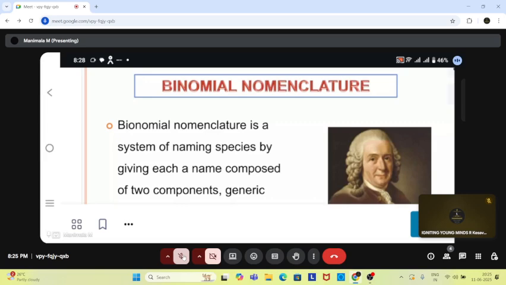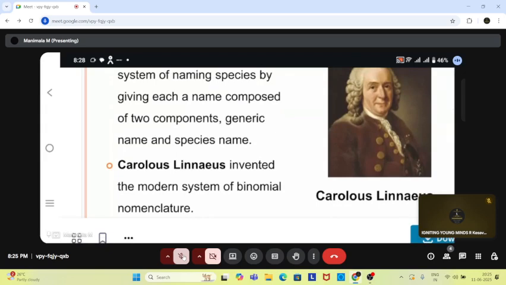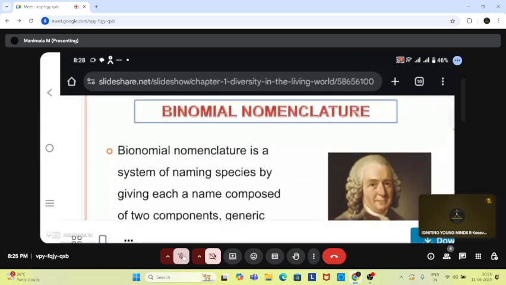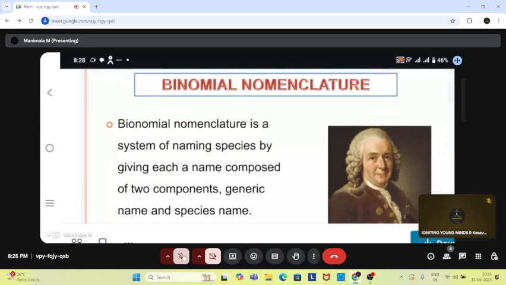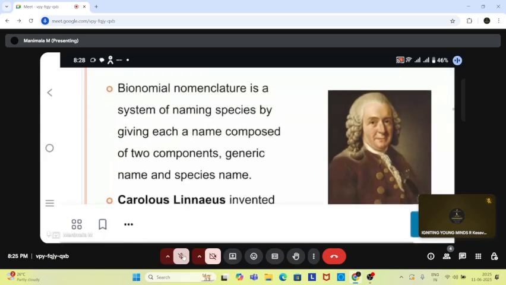Different scientists and biologists have been involved in naming organisms, but finally the accepted one is the Carolus Linnaeus binomial nomenclature, accepted by all scientists. So what is binomial nomenclature? It is a system of naming species, giving each organism a name composed of two components. One is generic, that is the genus, and the other is the species. Every organism has two names: one is the genus and the other is the species.